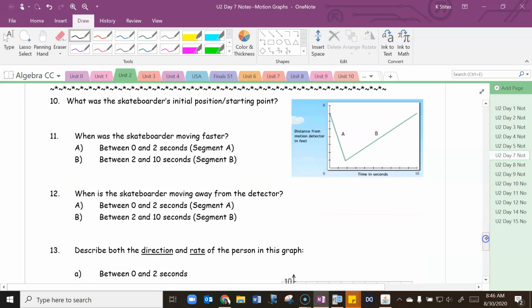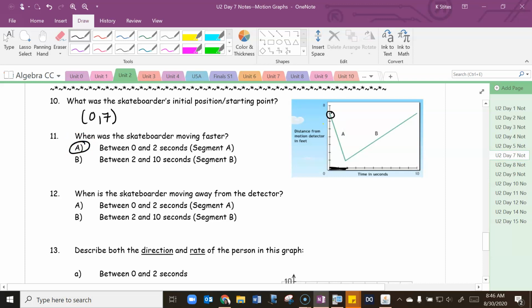All right, last thing we're going to do is just these 2 problems here, or I guess a couple problems. What was the skateboarder's initial position, which means starting point? So the line starts up here at the y-axis at the point 0, 7. So that's where he's beginning. And when was the skateboarder moving the fastest? All right, well, you should be looking at these 2 segments, and we should notice that segment A, which is between 0 and 2 seconds here, this is when he was the steepest.